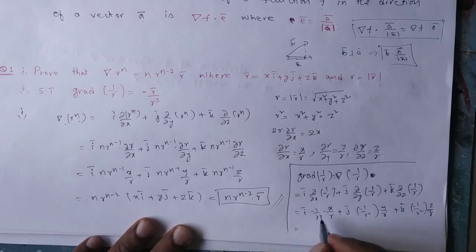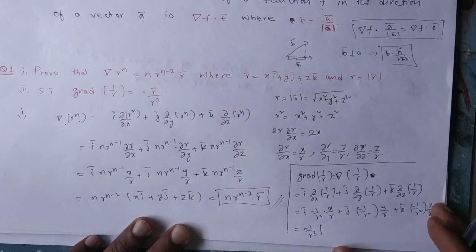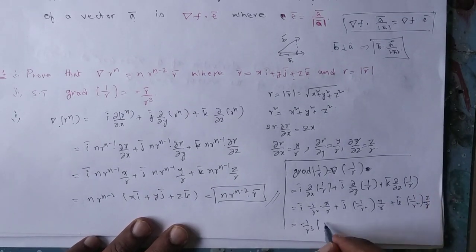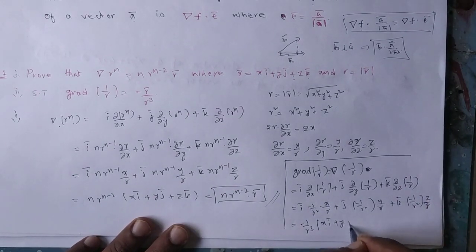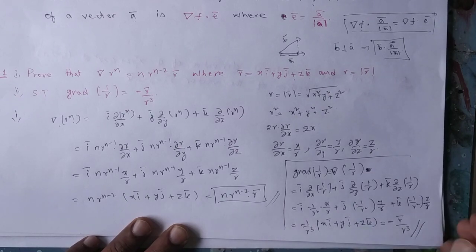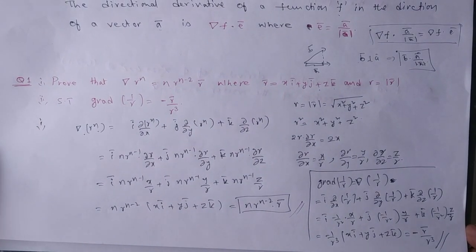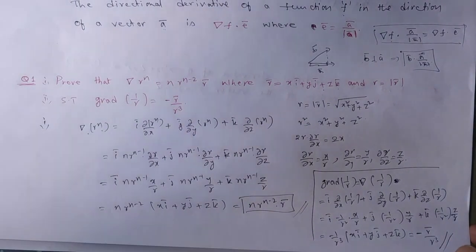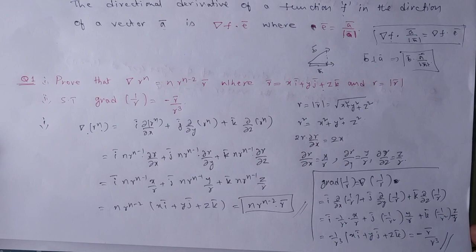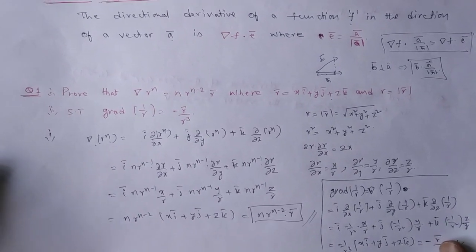When you observe, in all of them minus 1 by r cube is common, into xi bar plus yj bar plus zk bar, and we know that is r bar, so this is minus r bar by r cube. So this is the way to find del operator, or del of some function. Here our function is 1 by r. Similarly, we can take one problem here.